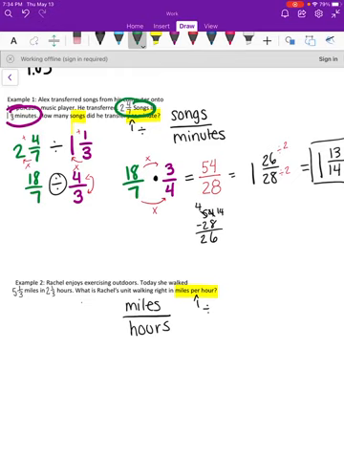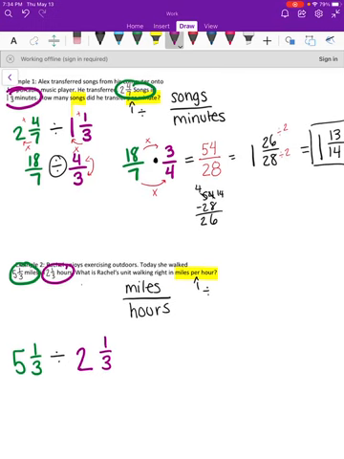So we have 5 1/3 miles. And we're going to divide it by 2 1/3 hours. And again, we want to change those into improper fractions. So 3 times 5 is 15. 15 plus 1 is 16. So we have 16 over 3 divided by. We're going to do the same thing here. 3 times 2 is 6. 6 plus 1 is 7.